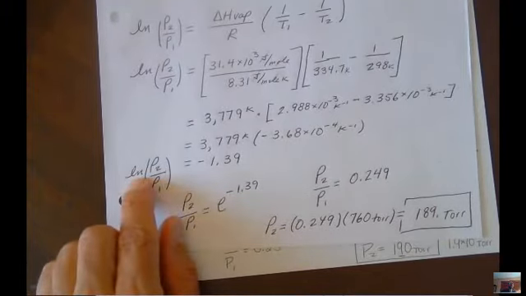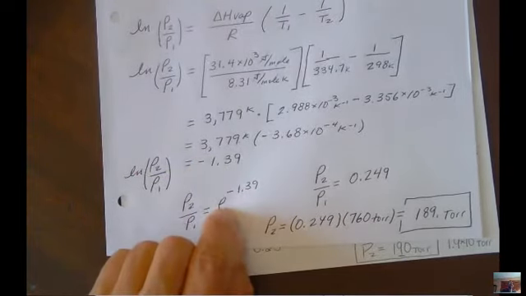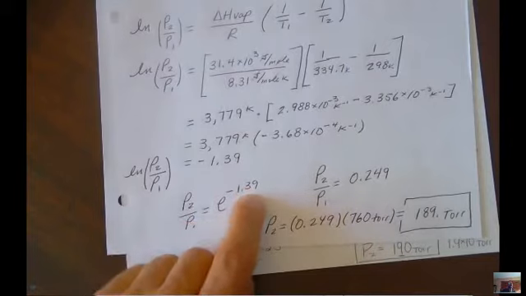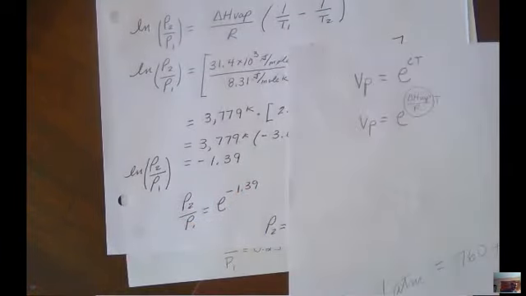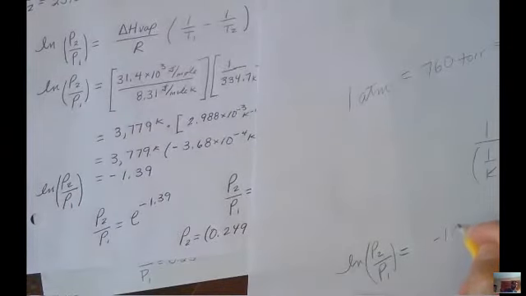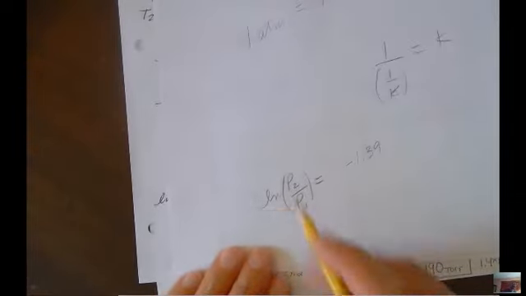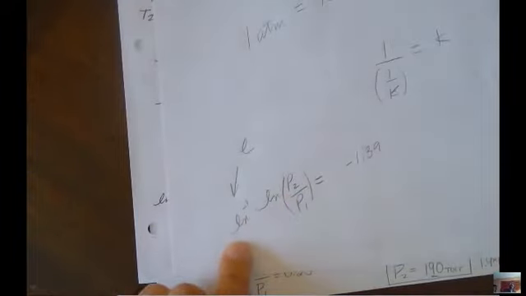So how do I get rid of the log of something? I take the anti-log of both sides. Well, the anti-log, guys, is E. So on your calculator, you could raise E to the negative 1.39. That's how you get from here to here. Some people would write it like this: ln P2 over P1 is equal to negative 1.39. And then say, oh my God, how am I going to get rid of the ln over here? I'm going to take ln to the minus 1, which is E. Those two things are the same thing.